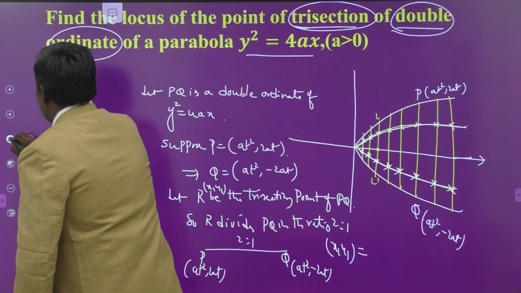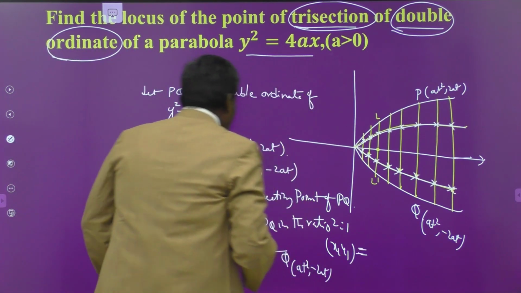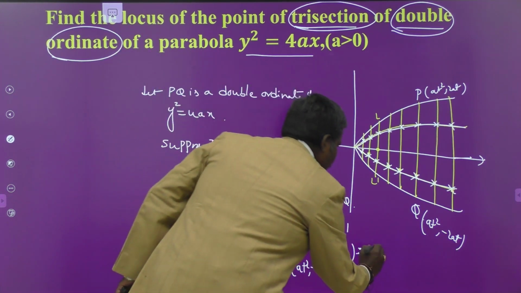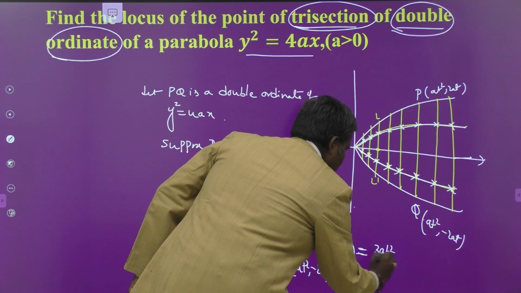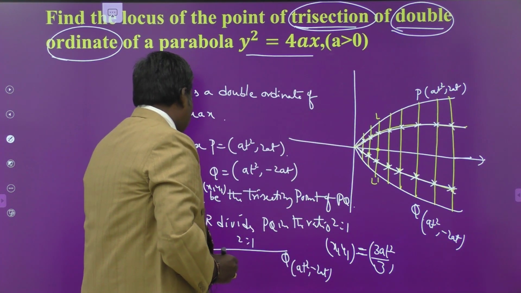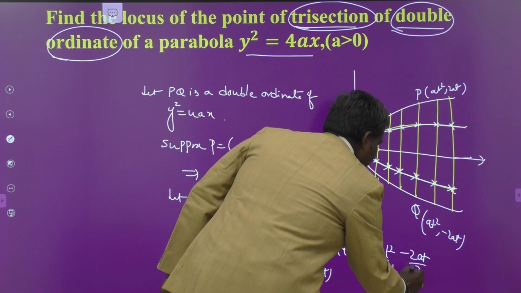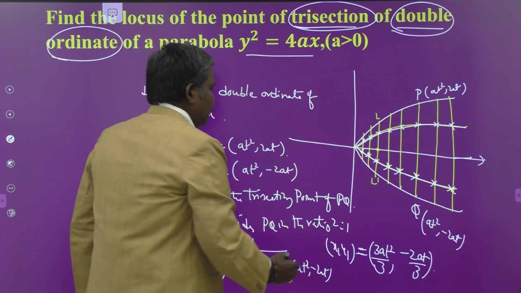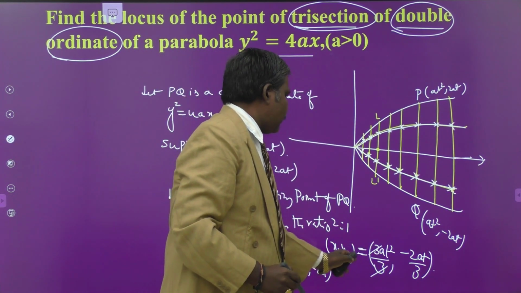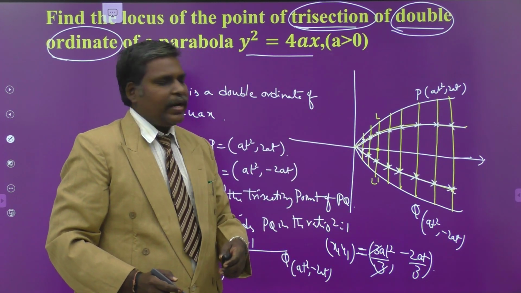So here (mx2 + nx1) by (m + n). 2 into at square, 2at square plus at square, 3at square by 3, comma 2 into minus 2at, minus 4at plus 2at, minus 2at by 3. 3 gets cancelled here. Now by equating x1 to this and y1 to this one, eliminate the parameter t itself, we obtain the required locus.